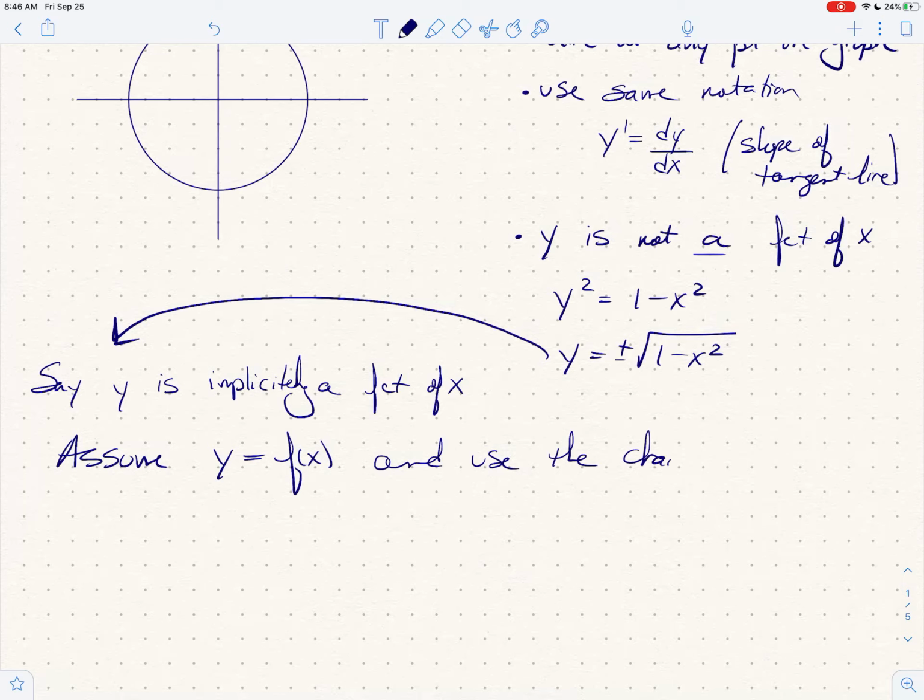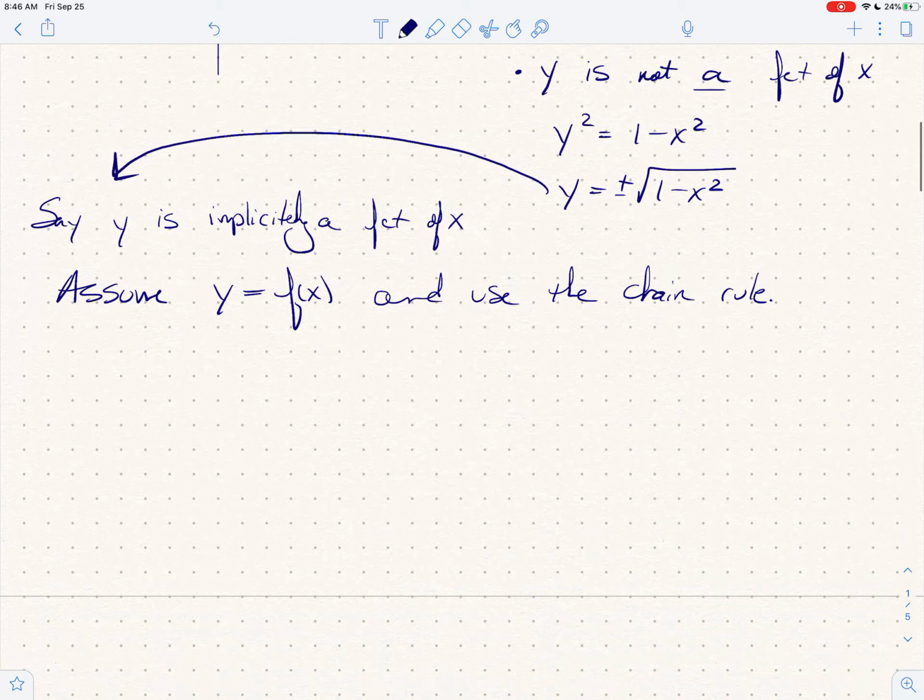And I'm going to show you exactly how to do this. So what I want you to see is when I look at x squared plus y squared equals 1, I want you to imagine that y is f of x. So I'm going to write down x squared plus f of x squared equals 1. I'm not usually going to write it this way, but this helps me to see it.